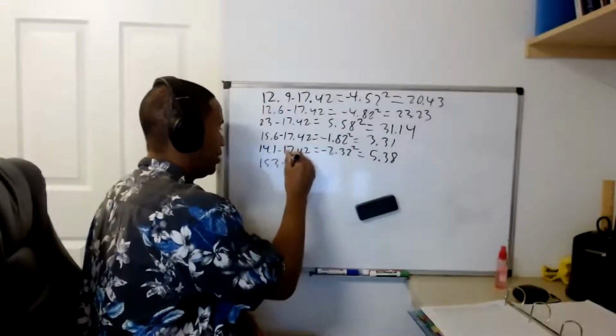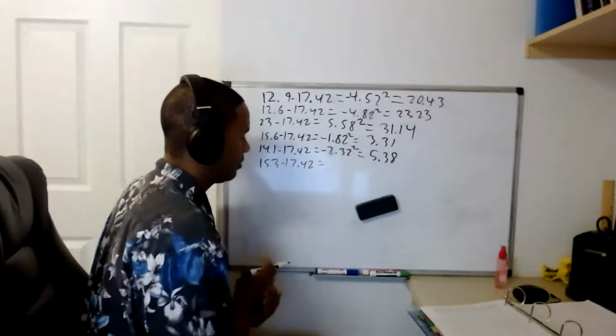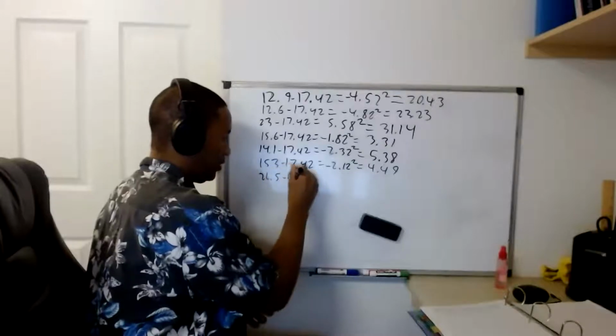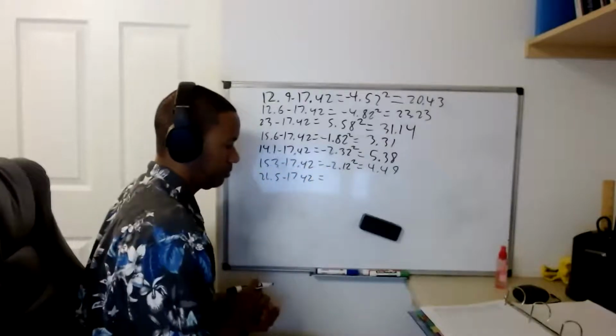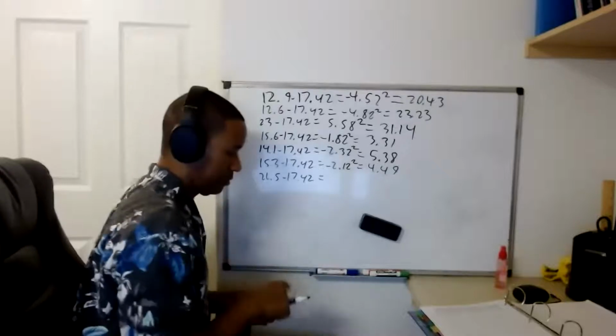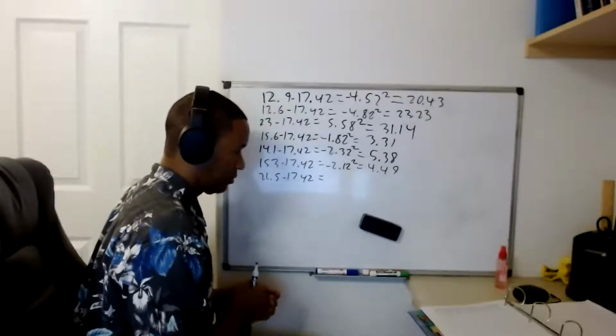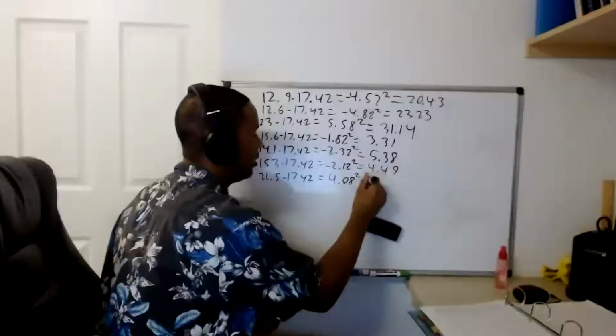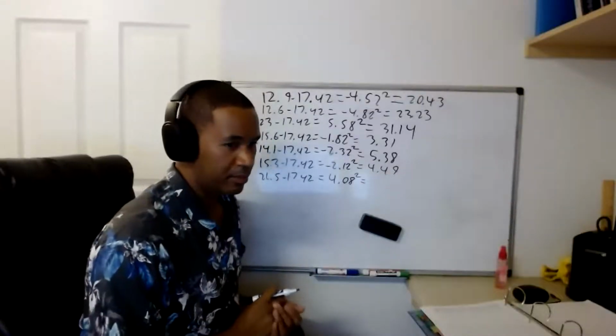15.3 minus 17.42 gives me what? Negative 2.12. And square it up is 4.49. 21.5 minus 17.42 gives me what? Is 4.08. Square it up and we get what? 16.65 if you round up.